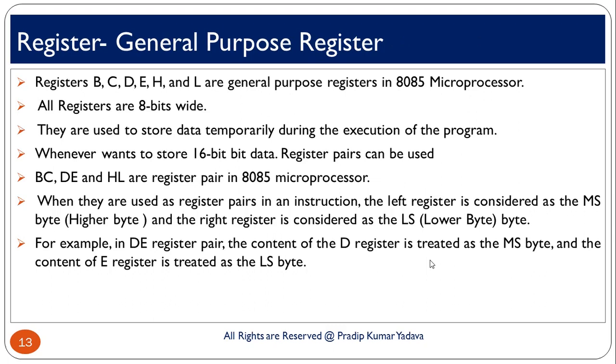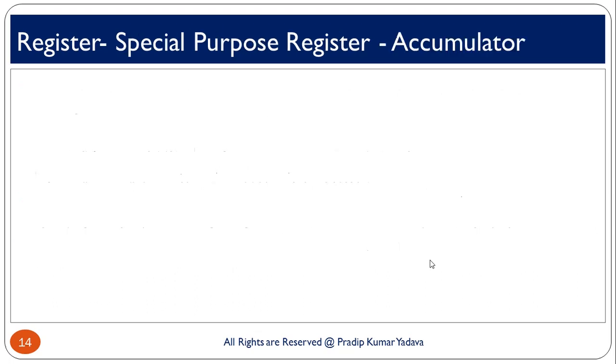Suppose in the 8085 you want to store 16-bit data, then there are 3 possible register pairs. By making a register pair, we can store 16-bit data, and only 3 register pairs are possible: BC, DE, HL. BC, DE, HL means B will store 8 bits and C will store 8 bits, so together they can store 16-bit data. When we are talking about a register pair, the first content is considered the higher byte, and the second content is considered the lower byte.